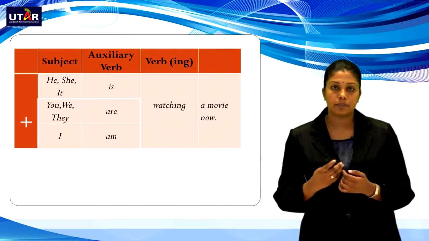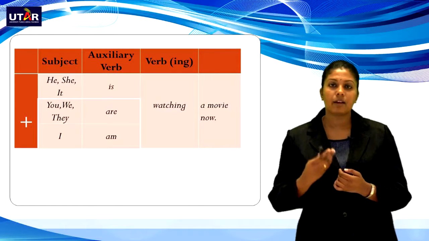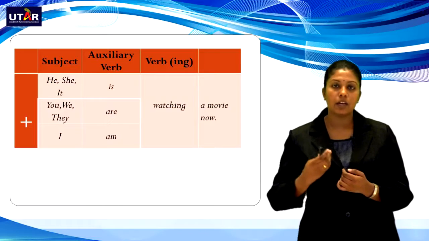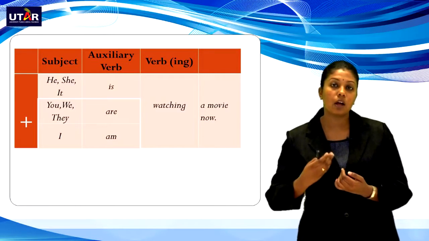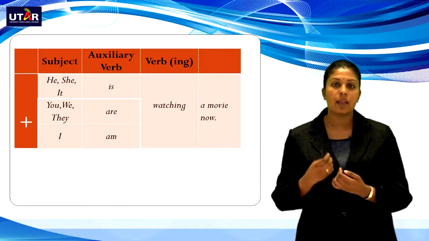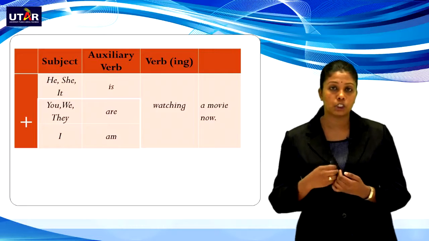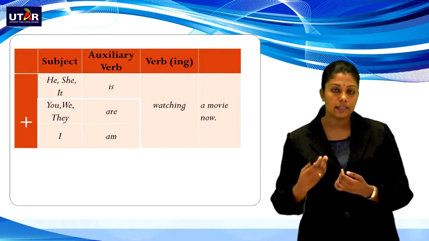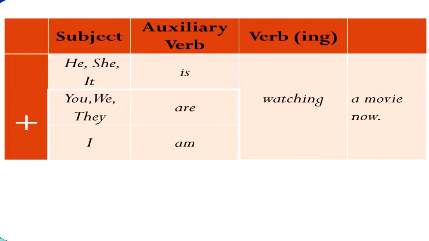Let's look at the other subjects. For affirmative sentences, we have the subject he, she, it, singular subjects. We use the auxiliary verb is, and the present participle form of the verb watch. So, he is watching a movie now. She is watching a movie now. It is watching a movie now.